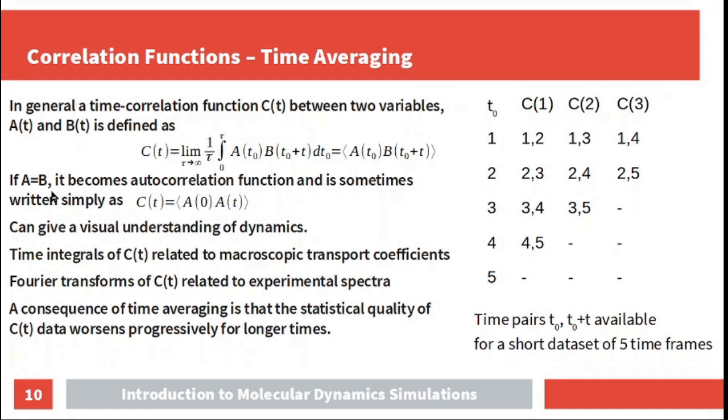And as you have seen already in the case of velocity autocorrelation function, it gives you a visual understanding of dynamics, how the correlation starts from a large value and then it decays, the correlation decays and then it goes to 0.